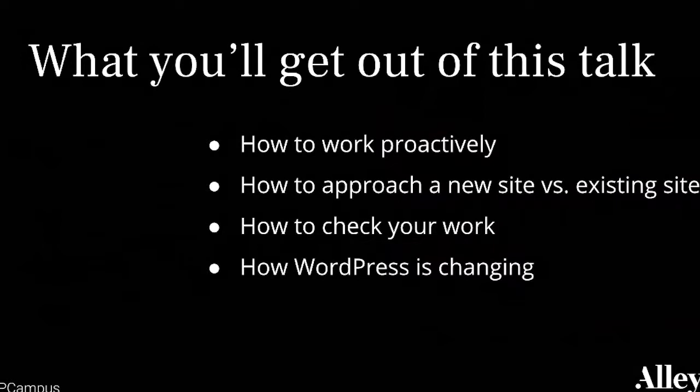How to check your work as you go along, and to make sure that you're not introducing regressions in accessibility as you introduce new features, or as you squash one accessibility bug, you don't introduce another one. And then also how WordPress is changing, especially the introduction of the Gutenberg block editor, which is coming, whether we are ready for it or not, or whether we like it or not, and we'll talk about strategies for dealing with that as well.